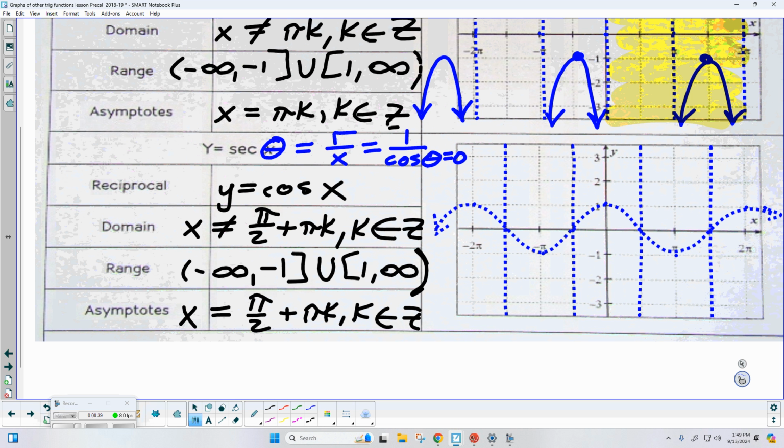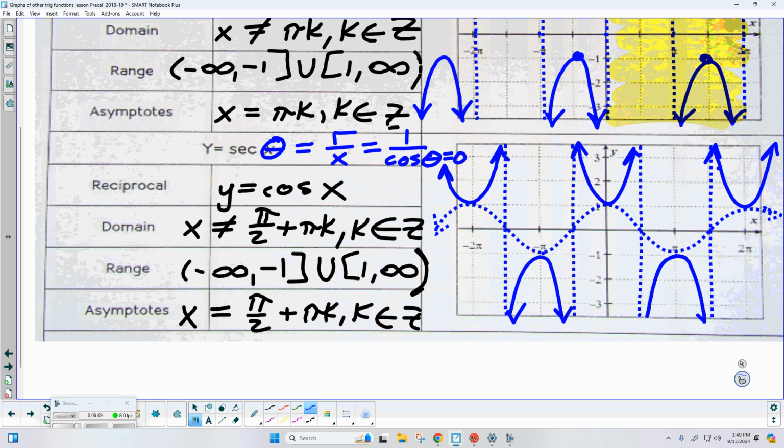Now, it's going to have branches similar to cosecant, but where do you think they are? Like, where are my branches going to be? How will I know where to locate them? What do I look at for cosine? The maximums and the minimums. Everywhere there's a maximum, you're going to have a branch that opens up. And everywhere there's a minimum, you're going to have a branch, remember, a branch, not a parabola, that opens down. And there you go.